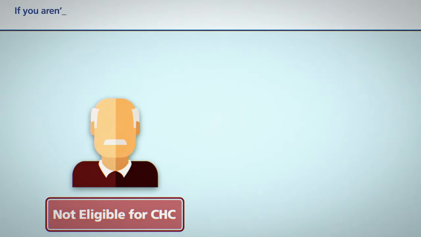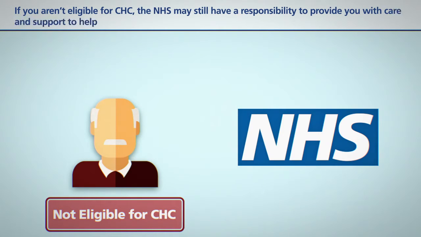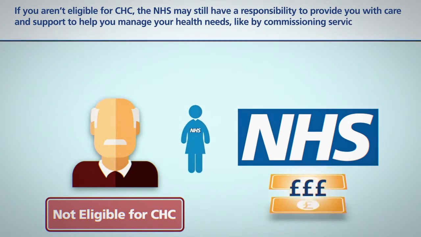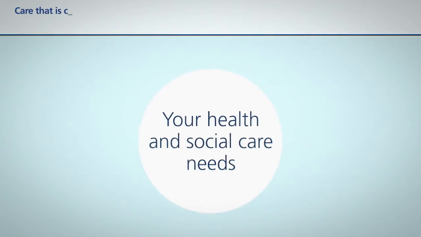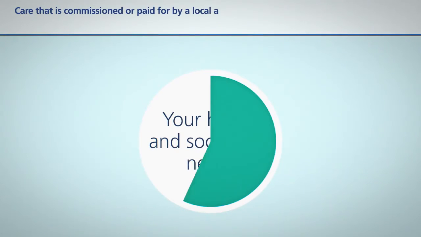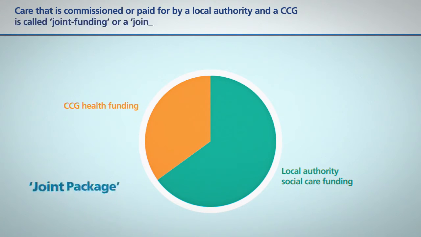If you aren't eligible for CHC, the NHS may still have a responsibility to provide you with care and support to help you manage your health needs, like by commissioning services or paying for some of your help and support. Care that is commissioned or paid for by a local authority and a CCG is called joint funding or a joint package.